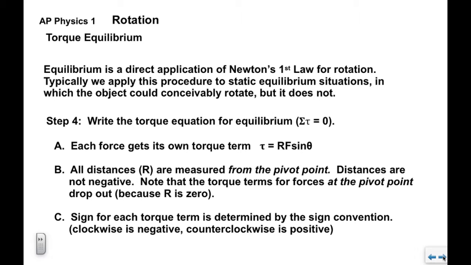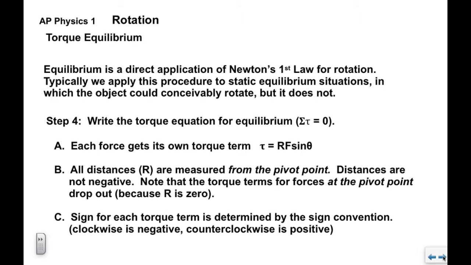Now, elaborating on writing the torque equation, this is the new idea here, sigma tau equals 0. Each force gets its own torque term. If you recall, torque equals RF sine theta. R is how far away from the axis or the pivot point. F is the magnitude of the force, and theta is the angle between R and F.